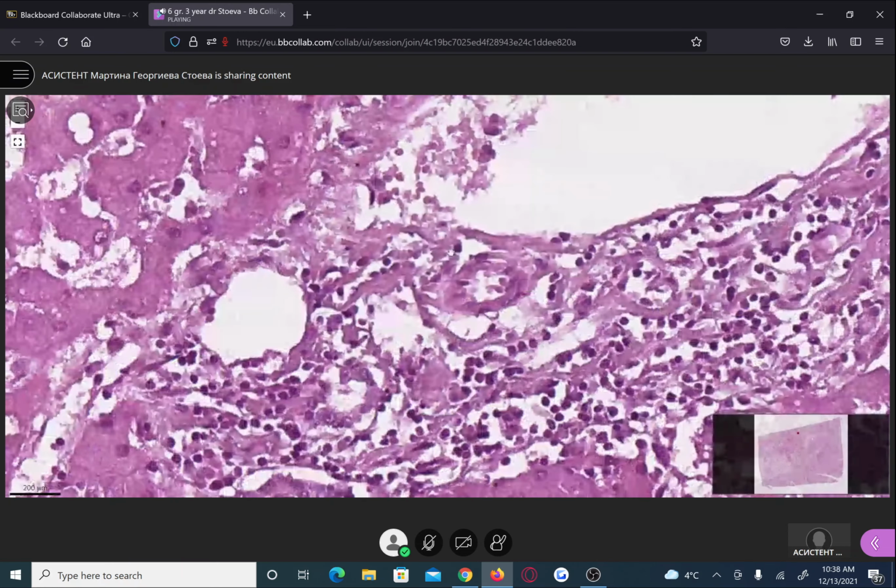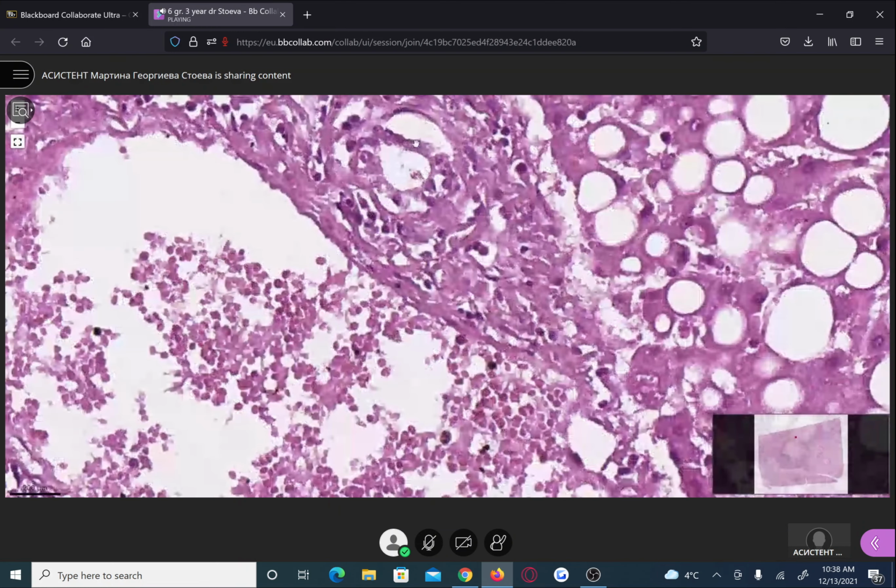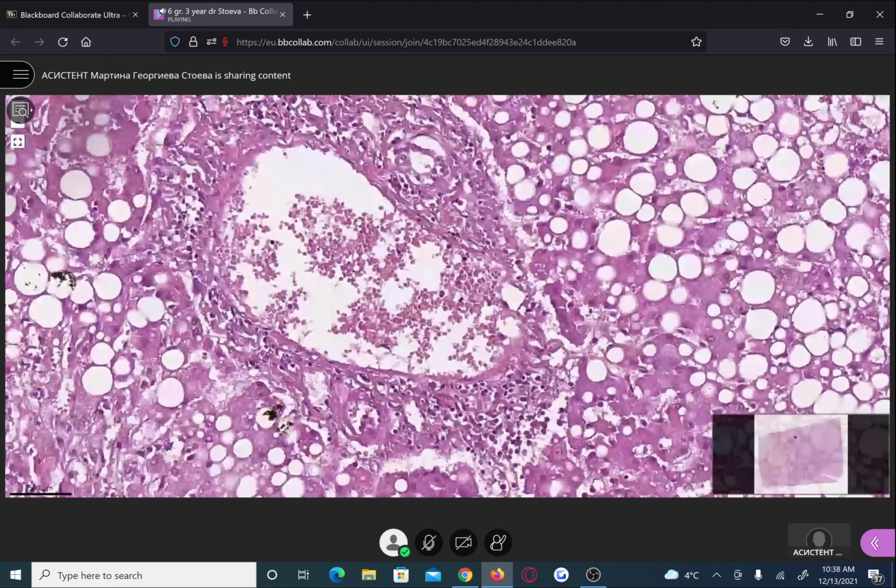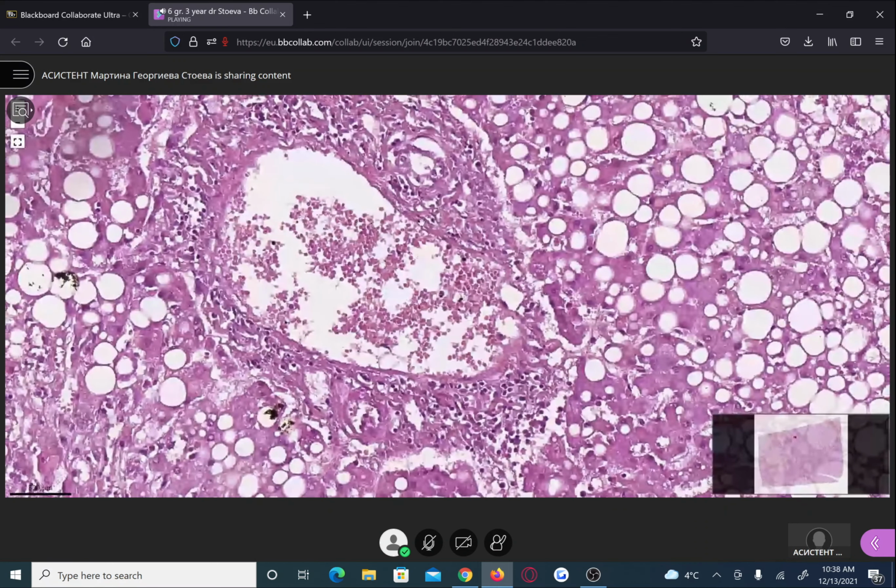This is another portal triad. In this case, the bile duct is the upper side. This lumen belongs to the bile duct because of the epithelial lining again. We can find the cuboidal cells with round nuclei. The other two are the blood vessels. Usually the larger one with a thin wall is the venule or the vein, and the arteriole is the smaller one with a thicker wall.